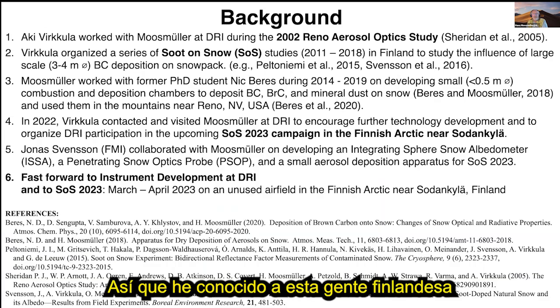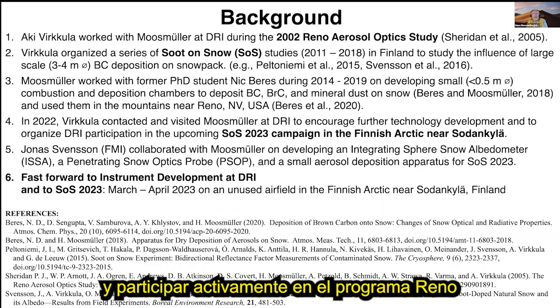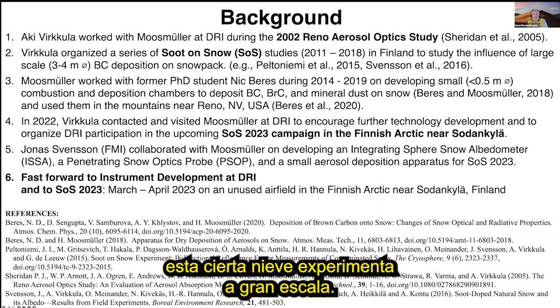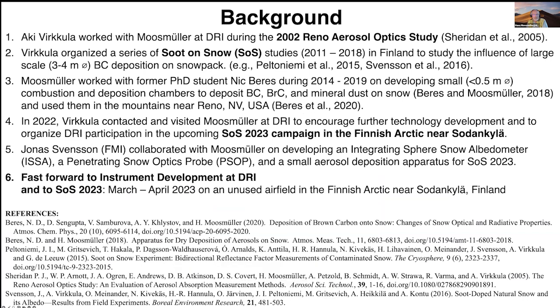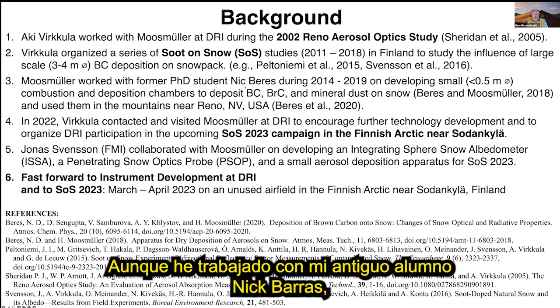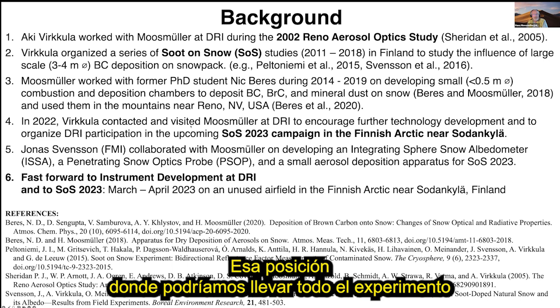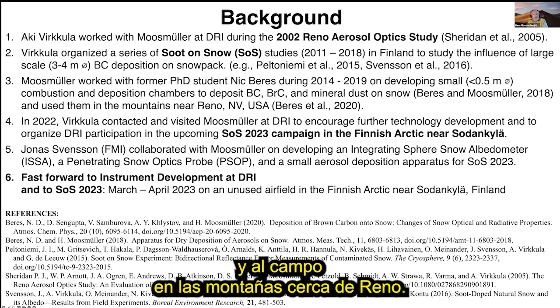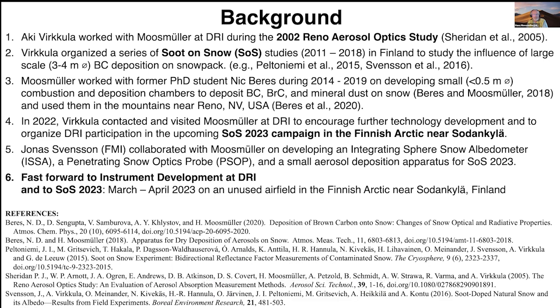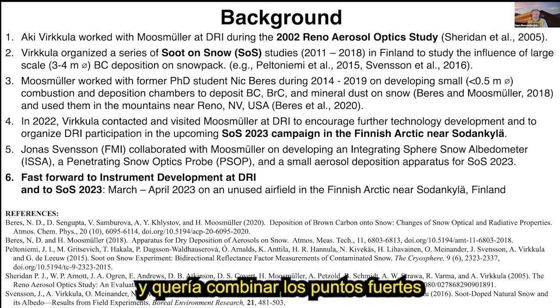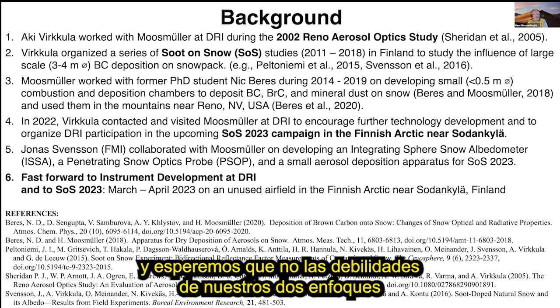So I've known these Finnish folks since Aki Virkkula participated in the Reno aerosol optics study more than 20 years ago. And he has done these soot and snow experiments on a fairly large scale, while I've worked with my former student Nick Barris on a small scale, 0.5 meter diameter deposition, where we could carry all the experiment into the backcountry in the mountains near Reno. And then in 22, Aki got in touch with me and he wanted to combine the strengths and hopefully not the weaknesses of both of our approaches.